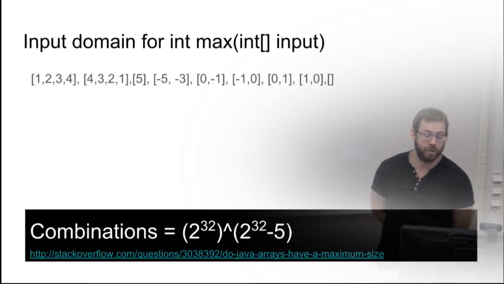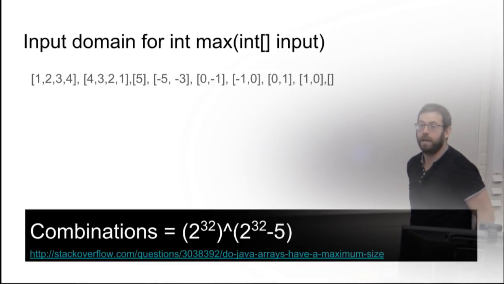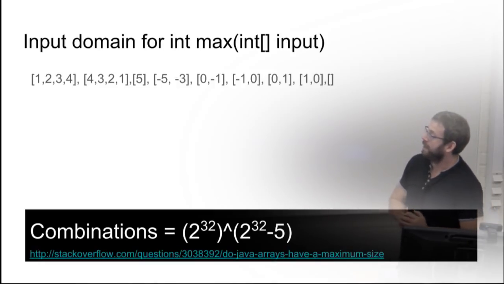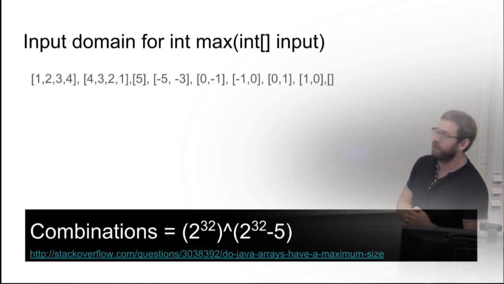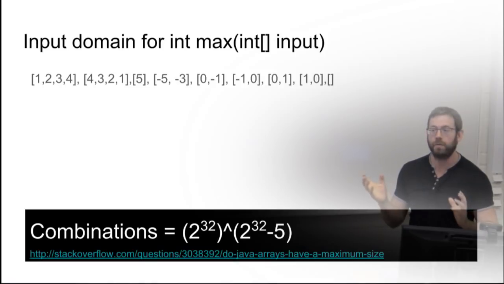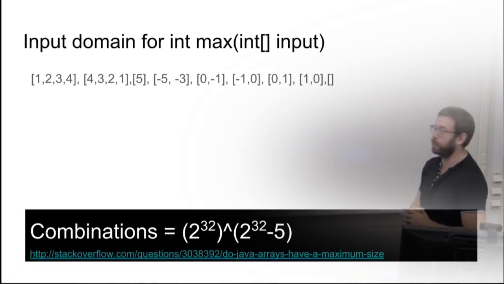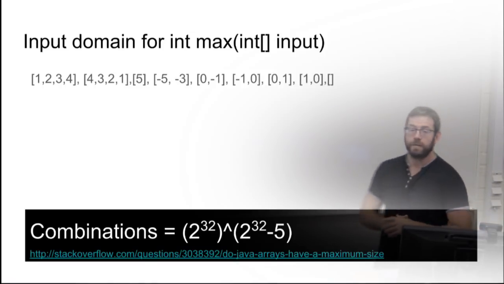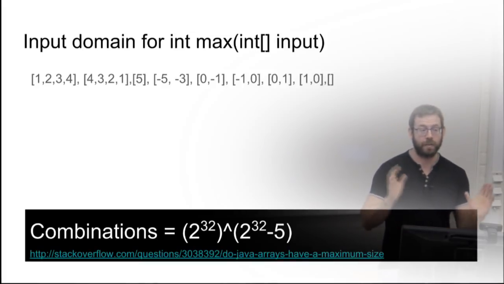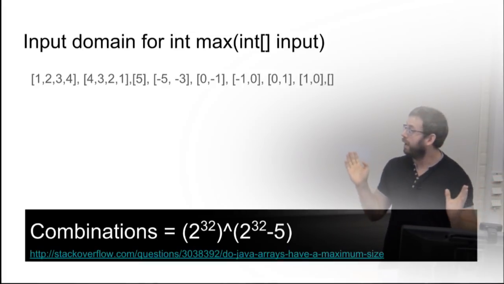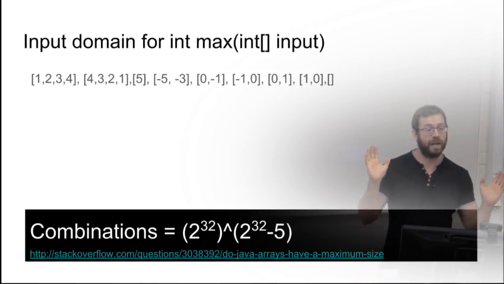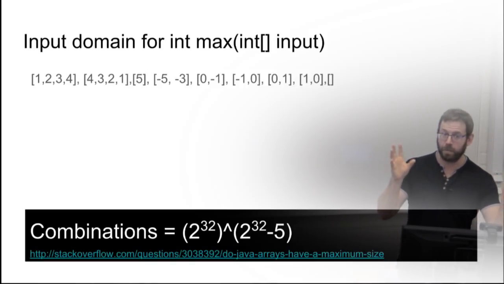We must take 2 to the power of 32 and multiply that with itself, 2 to the power of 32 minus 5. That is the largest array number according to this Stack Overflow question. So it's super huge. It's really, really hard to test all these. We cannot do exhaustive testing, and that was the word.